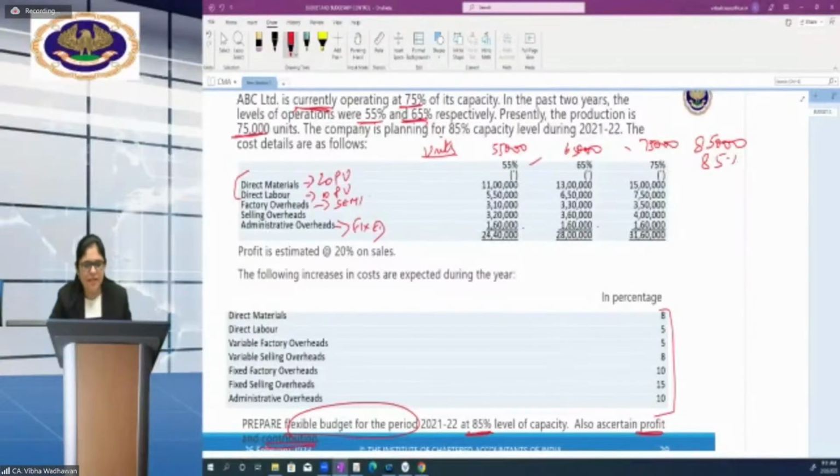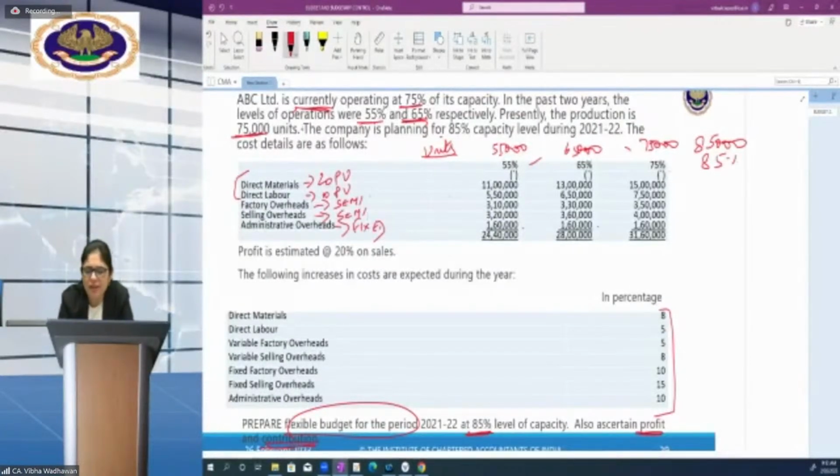What about selling overheads? Just check selling overheads. 3,20,000 divided by 55,000. Okay, they are also semi-variable because 1 per unit is not constant. So per unit cost is not coming as constant. That's why it's semi-variable. That means there is some proportion of fixed and variable both. So how do we split semi-variable into fixed and variable?